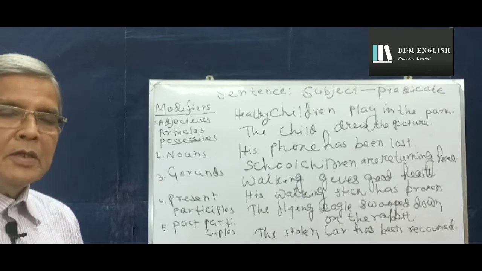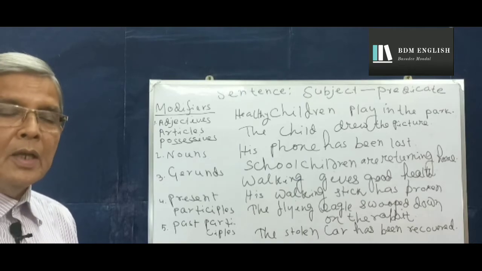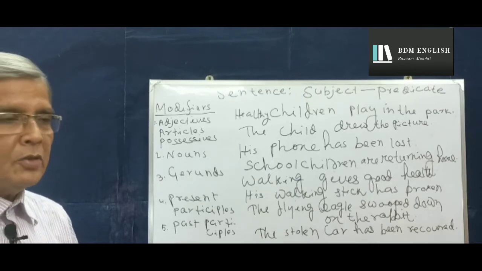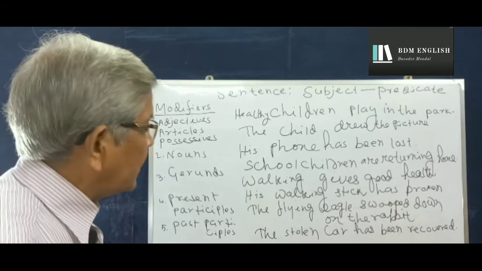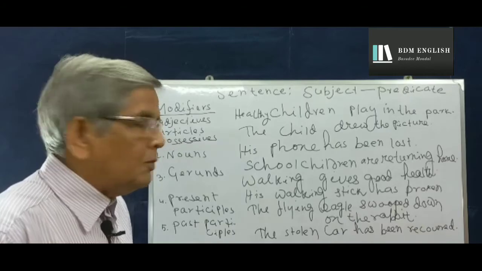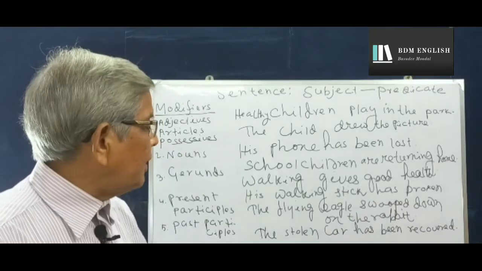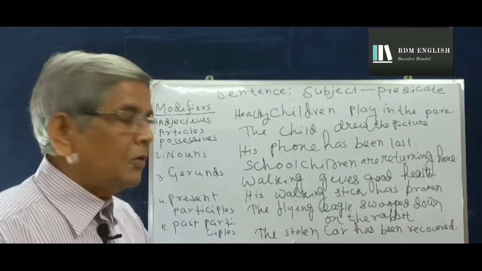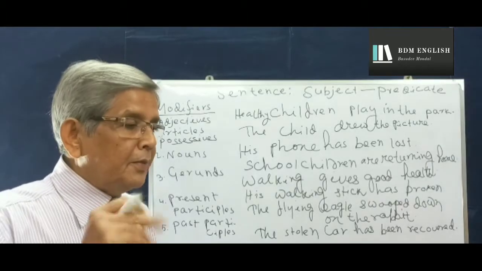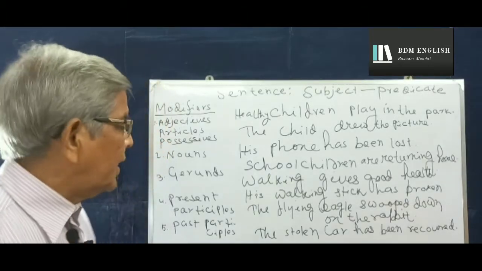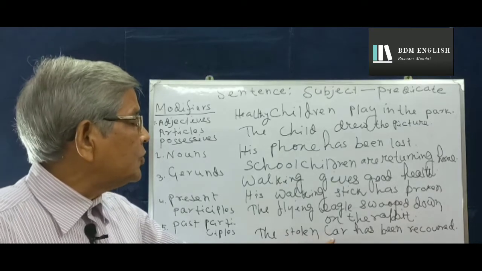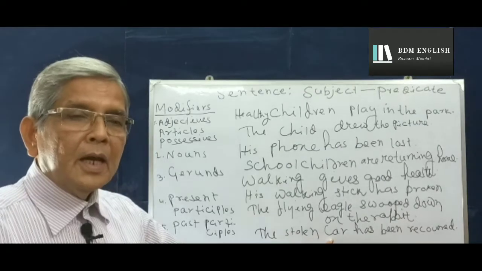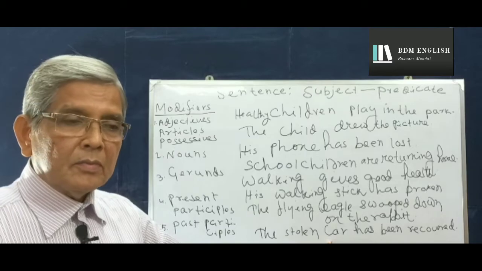The stolen car means the car which had been stolen, which some thief had stolen. Some thief had stolen the car. So obviously the car here is the object, the original object of the verb to steal. Somebody had stolen the car. Therefore, as a modifier, a past participle can qualify its own original object and none else.